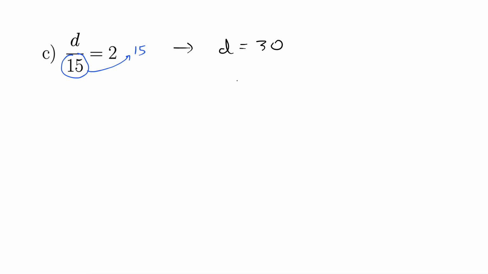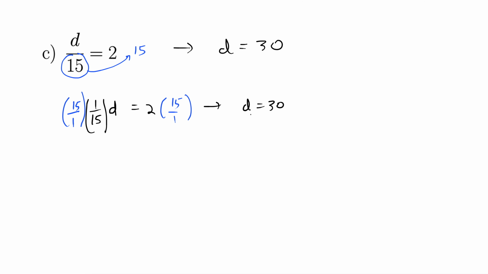Another way to look at that: d over 15 is actually 1/15 times d. A slightly different way of looking at this problem. It's 1/15 d equals 2, and then we could multiply by the reciprocal, 15 over 1 on both sides. That gives us d equals 30.